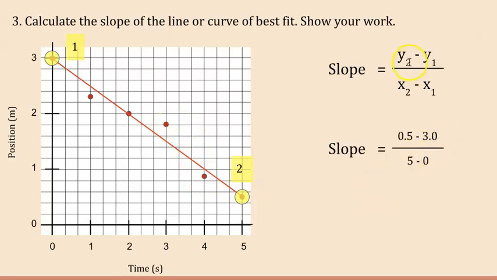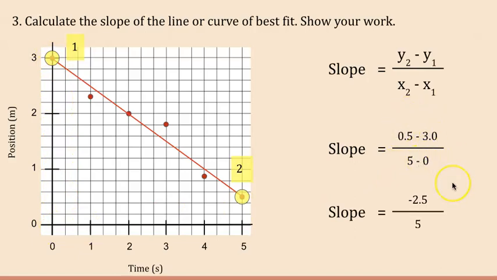So when I go to plug in my values, y2 and y1 are based on my position values because this is the y-axis. So my second point had a position, or a y value, of 0.5. So that's how I got this number. My first point had a position of 3, or a y value of 3. So that's how I got that number. My second point, x2, had an x value of 5, which is how I got this. And my first point, x1, had an x value of 0. So that's how I got that.